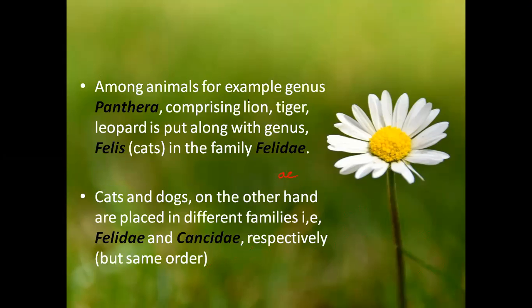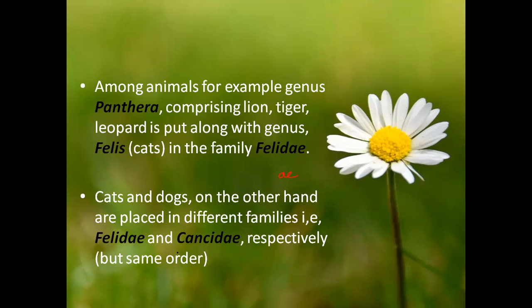So among animals, for example, genus Panthera, comprising lion, tiger, leopard, is put along with genus Felis, that is cats, in the family Felidae. Cats and dogs, on the other hand, are placed in different families, that is Felidae and Canidae respectively, but the same order. There is a hierarchy: family, order. They are put into the same order but different families.